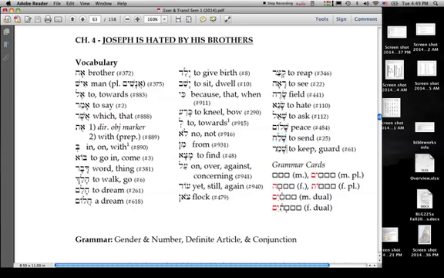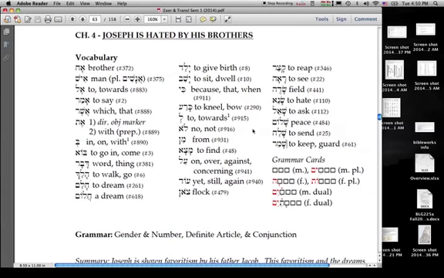Shamar, to keep or guard. And that's our vocabulary for this week. Hopefully that helps you guys.